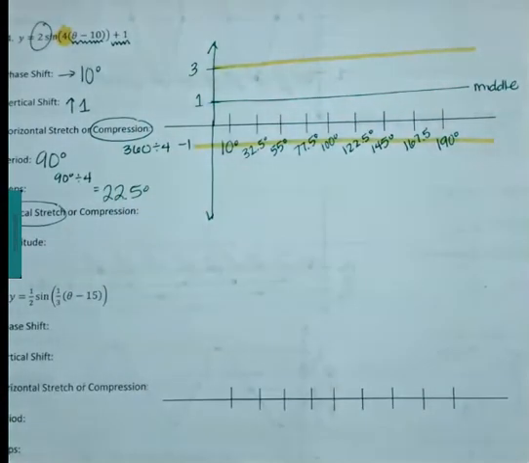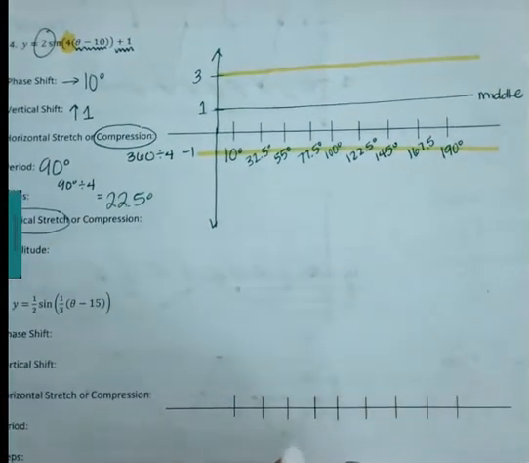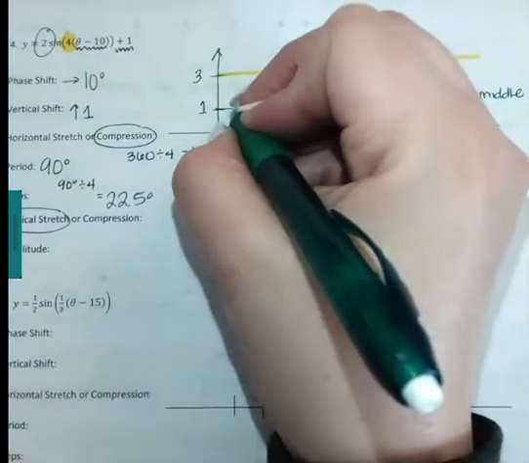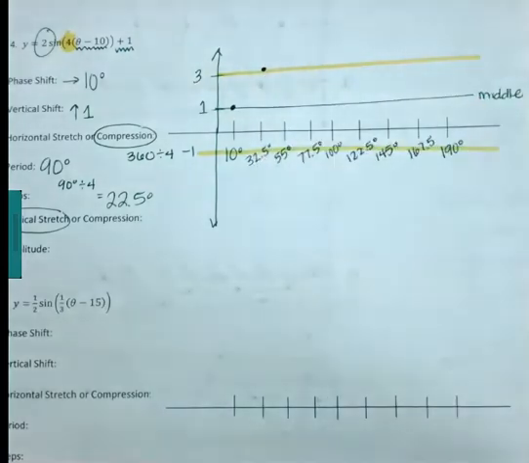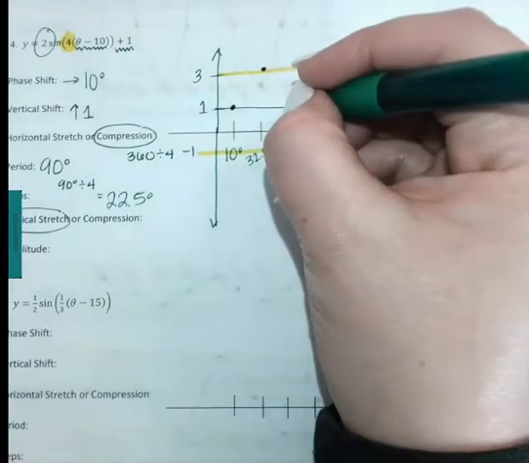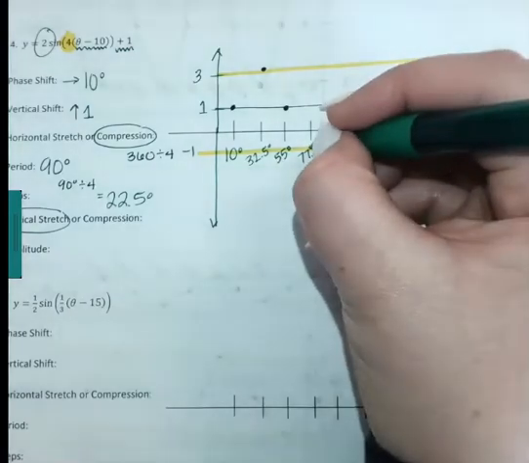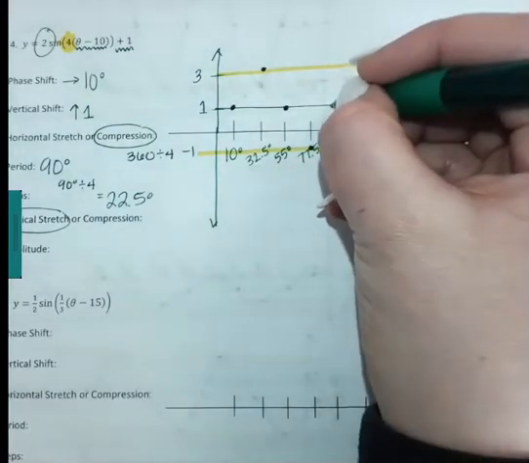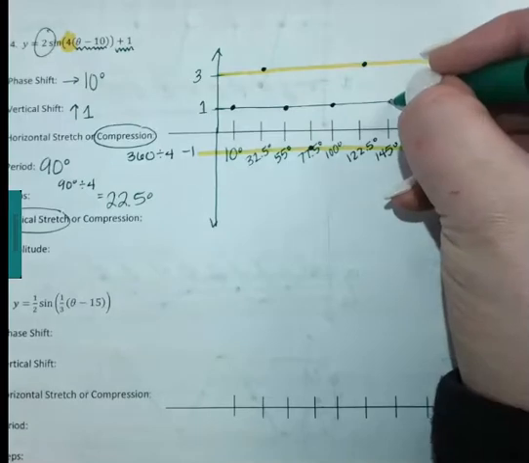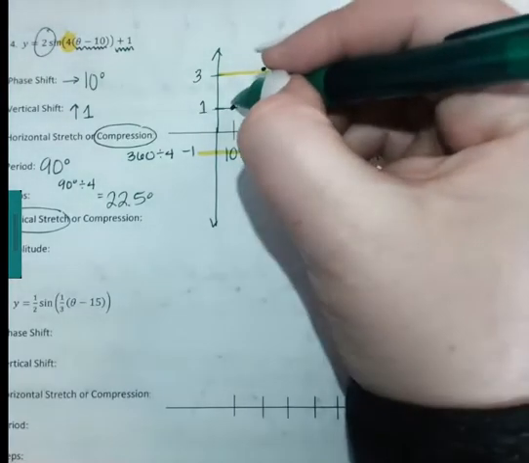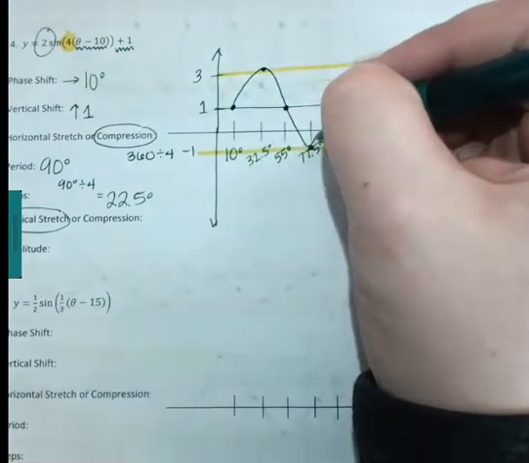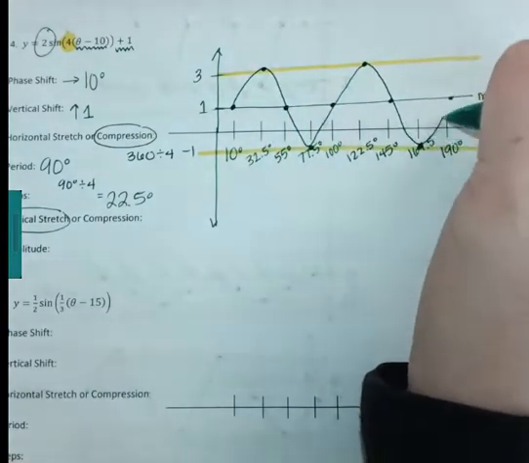So now we're ready to do our graph. This is a sine graph. And if you remember from yesterday, sine always starts at the middle. So at 10 degrees, I'll be at the middle. At 32, I'll be up. At 55, I'll be back at the middle. Then at 77, I'll be down. At 100, I'll be middle. At 122, I'll be up, then middle, then down, then middle. And then remember, you're just graphing your little squiggly graph like that.